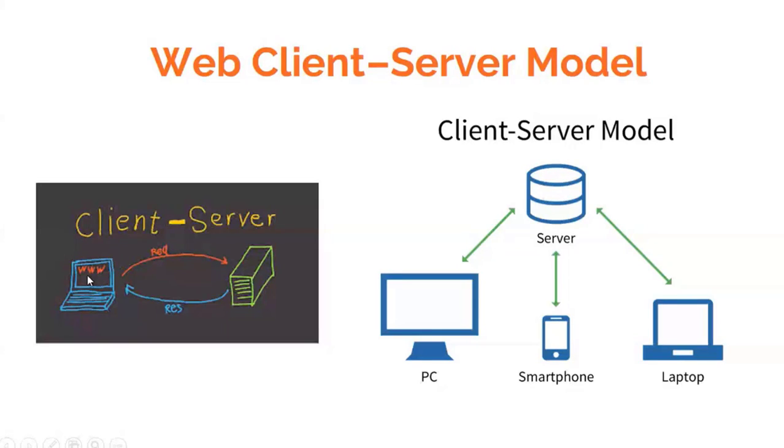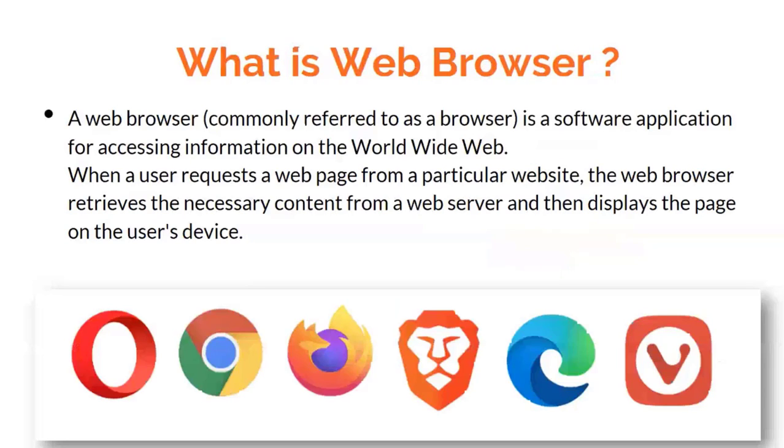So on a client machine, we are accessing it using the web browser. The web browser is responsible for getting web documents. It is a specific type of software. What is a web browser? A web browser, commonly referred to as a browser, is a software application for accessing information on the www. When a user requests a web page from a particular website, the web browser retrieves the necessary content from the web server and then displays the page on the user's device.